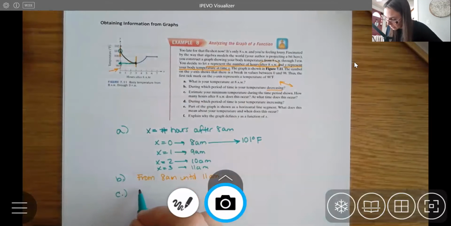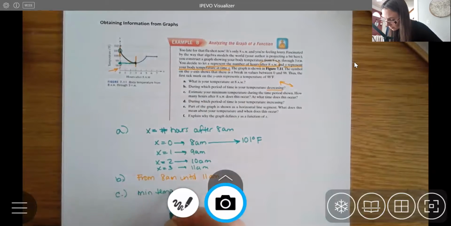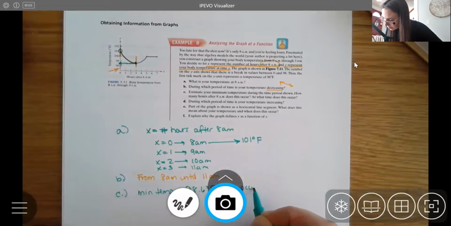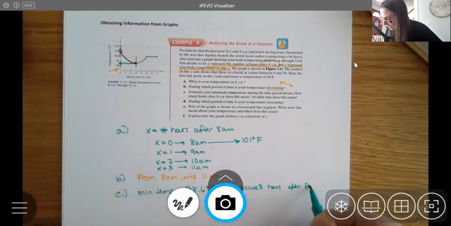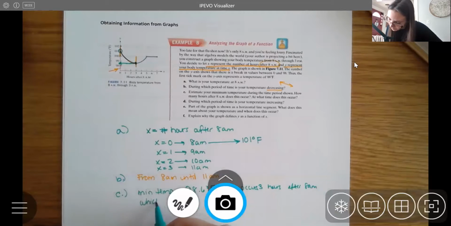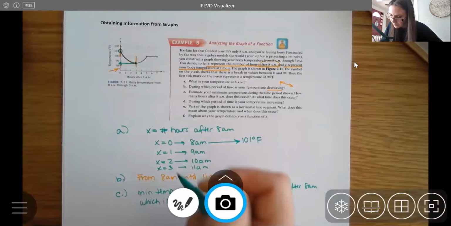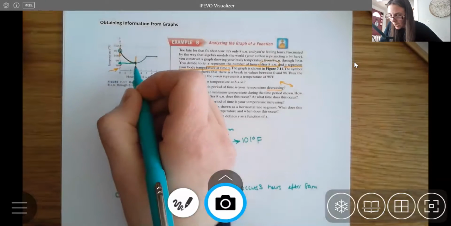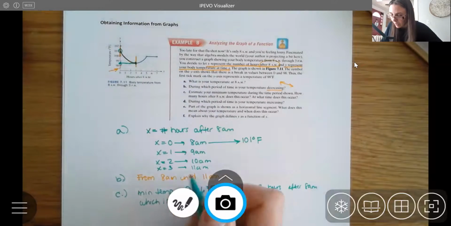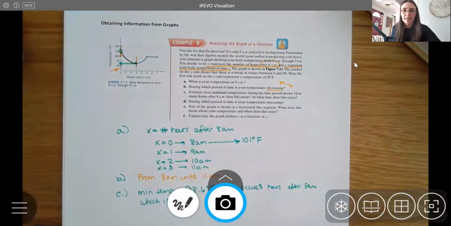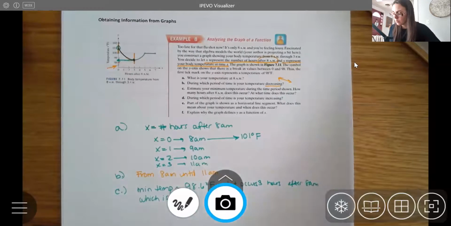So I'm going to say, let's see, estimate your minimum temperature. I'm going to say our minimum temperature is about 98, probably 0.6 degrees. And it occurs 3 hours after 8 a.m., which is 11 a.m., right? So our minimum is right here. It's at the 3-hour mark, which correlates to 11 a.m. And if I go over there, it looks like it's probably 98.6, which is the average temperature we usually talk about.